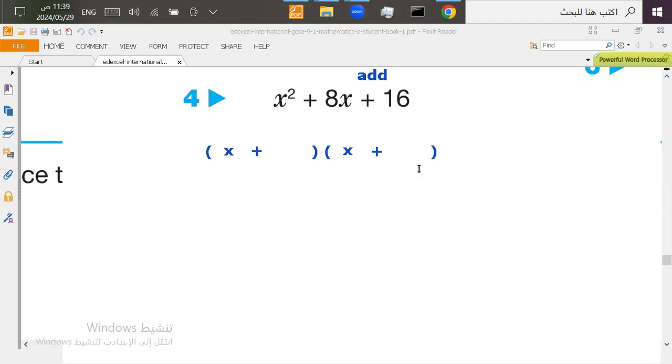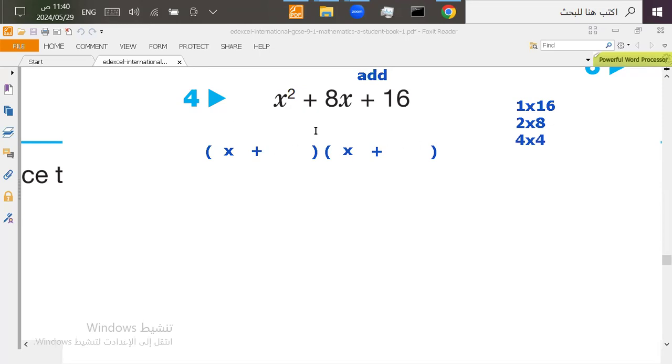Now, you need two numbers. When you multiply them, you get 16. When you add them, you get 8. You can come to the 16 and factorize it or find the factors. The factors of 16 are 1 times 16, 2 times 8, 4 times 4. These are the factors of 16.